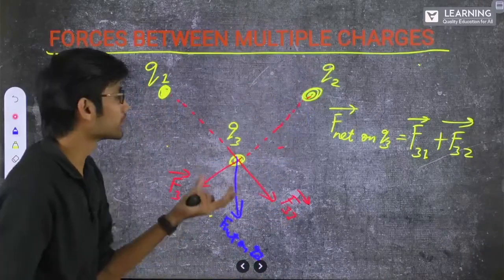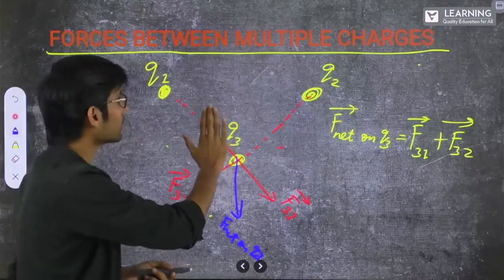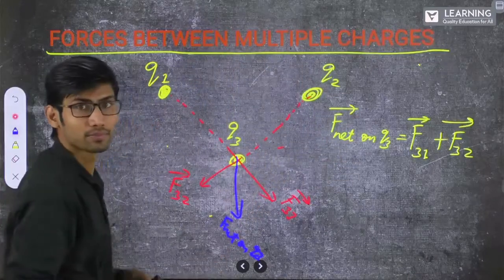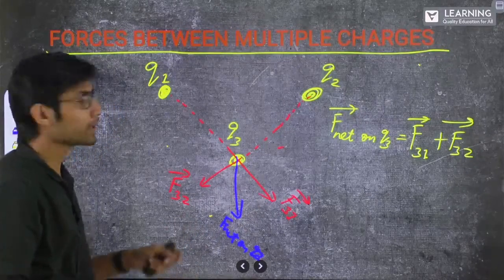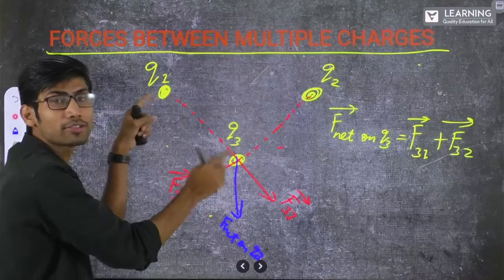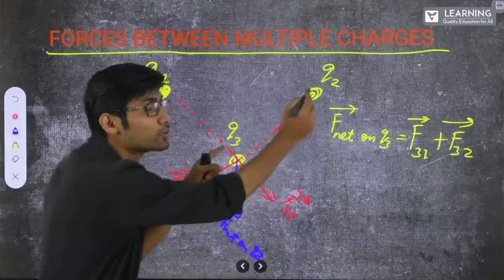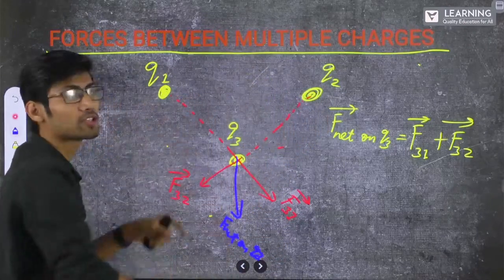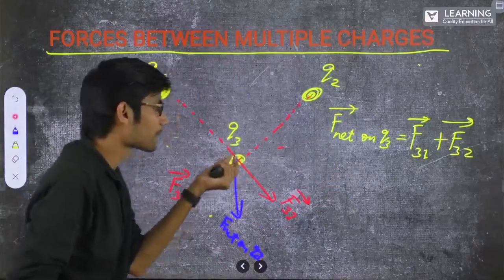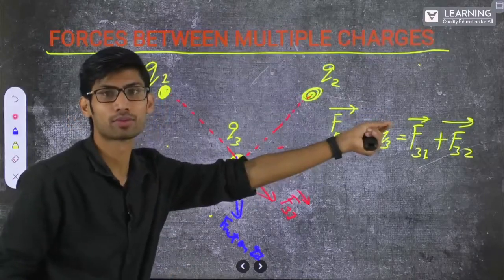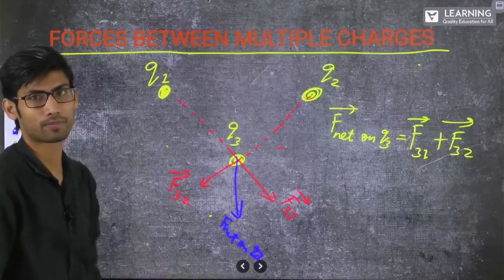Now what I want to make you understand is, the force on this charge due to all the charges is the vector sum of the individual forces. The force due to this charge on this charge will not be affected by the presence of this charge. The force on this charge due to this charge will not be affected by the presence of this charge. Thousands of charges, if they are there here, the force on this charge due to any individual charge will not be affected by the presence of other charges, and that is the principle of superposition.